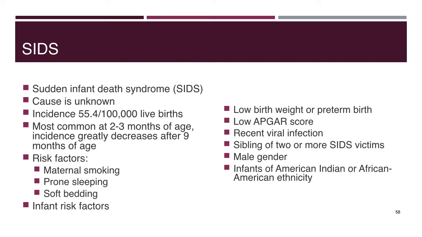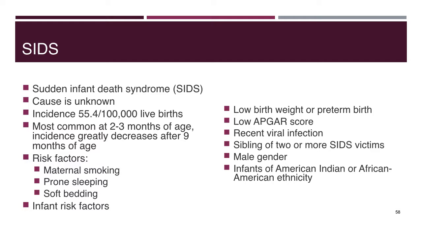Some of the things that kind of go along with this chapter includes things like SIDS. And SIDS is sudden infant death syndrome. They really don't know the cause of it. The incidence is about 50.4 per 100,000 live births, so it's a fairly common thing that happens. It's most common at age 2 to 3 months, and the incidence greatly decreases after 9 months of age.